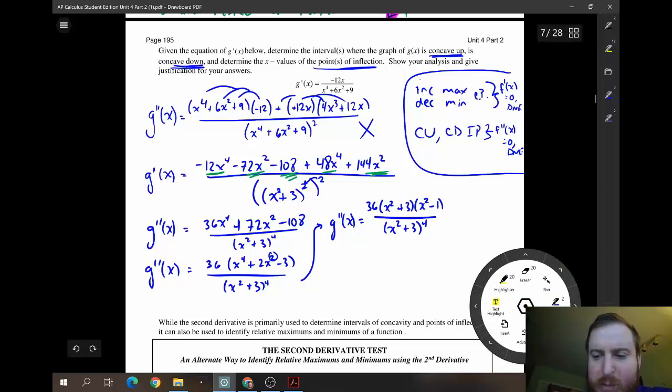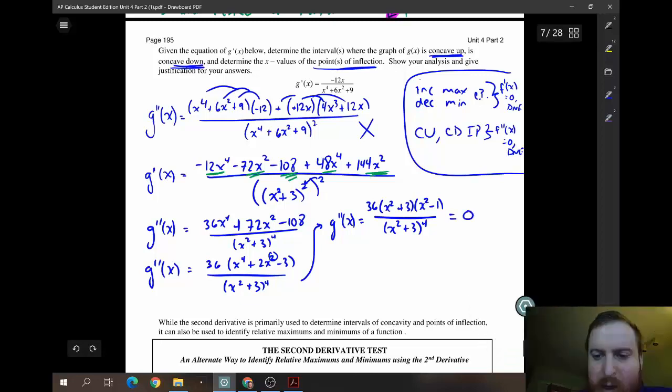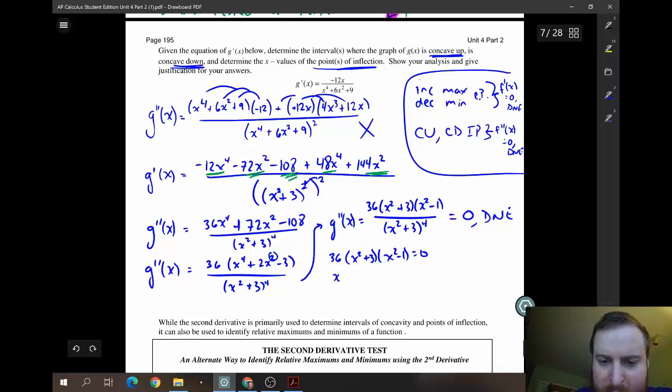So what we're going to do at this step is set it equal to 0 and DNE, both of them. When we set it equal to 0, we set the top to 0. So 36 times x squared plus 3 times x squared minus 1 equals 0. So x squared plus 3 could be 0, or x squared minus 1 could be 0, right? We divide by the 36. This gives us x squared equals negative 3. When we square root that, this is no solution. So that part never actually materializes.